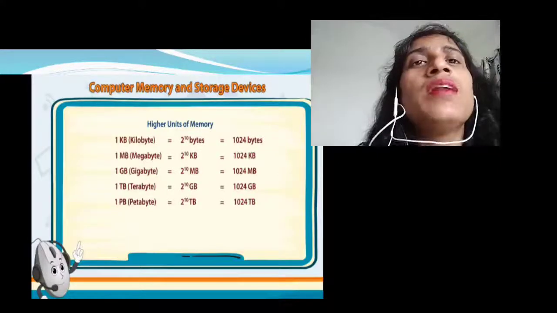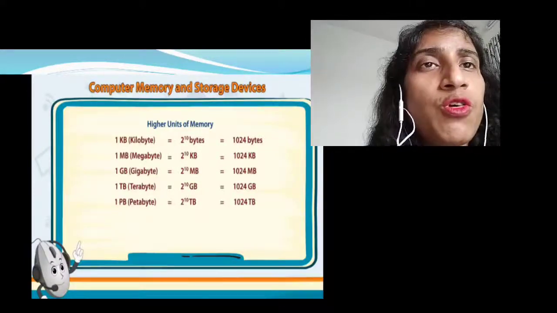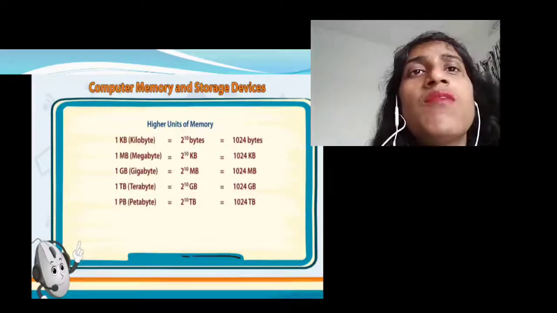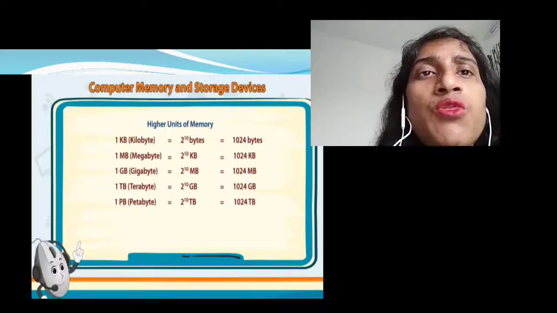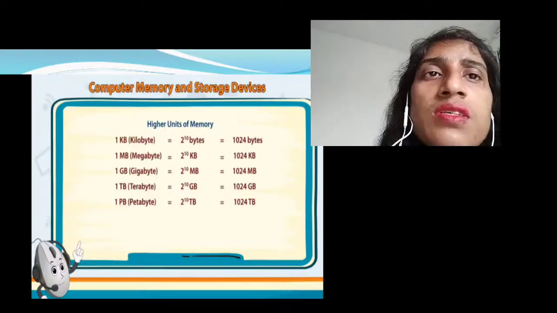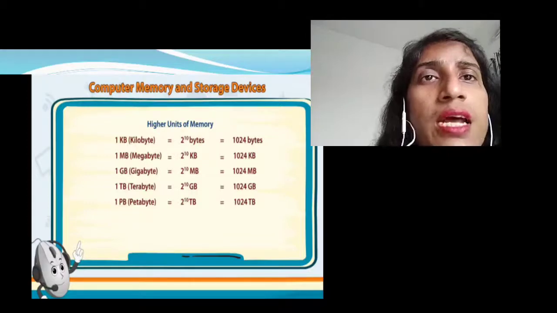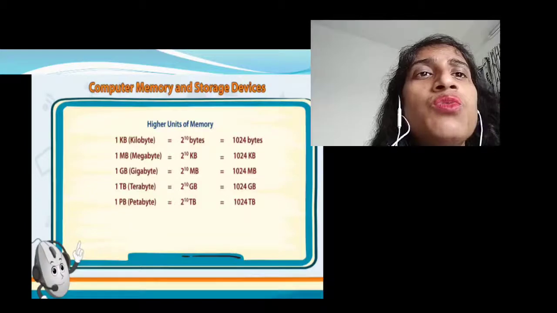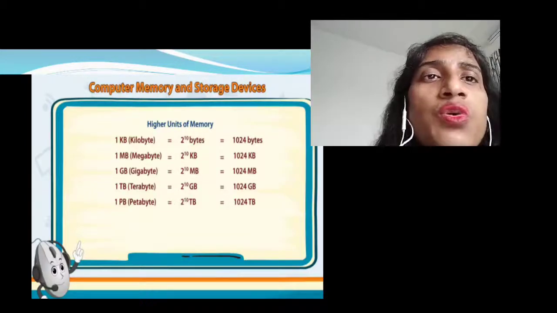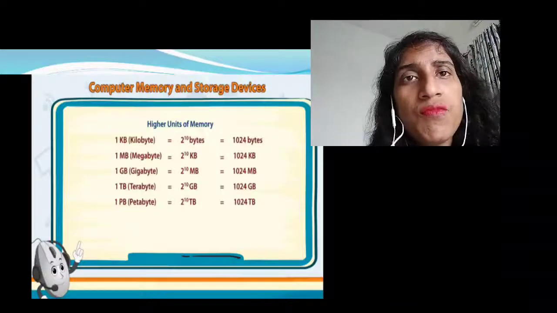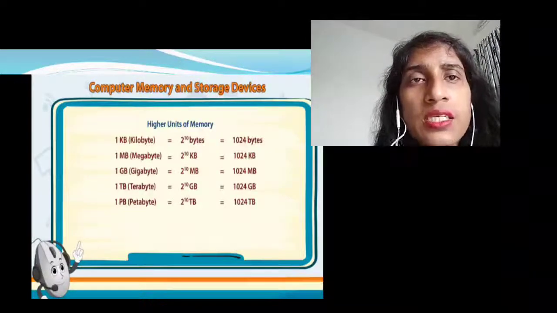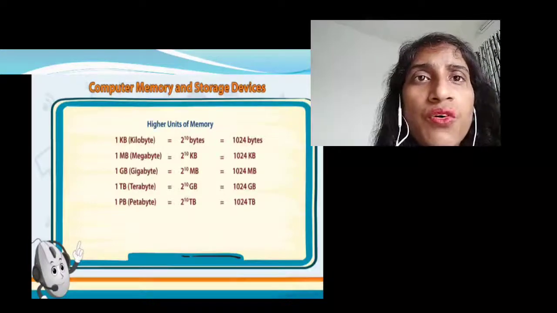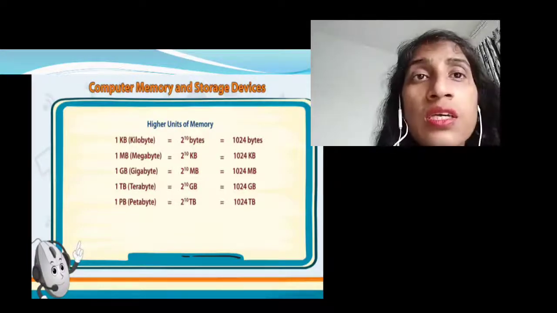1 megabyte is 2 to the power 10 kilobytes, that means 1024 kilobytes. 1 gigabyte is equal to 2 to the power 10 megabytes, that is 1024 megabytes. 1 terabyte is equal to 2 to the power 10 gigabytes, that is 1024 gigabytes. 1 petabyte is equal to 2 to the power 10 terabytes, 1024 terabytes. So this is all about your computer textbook.